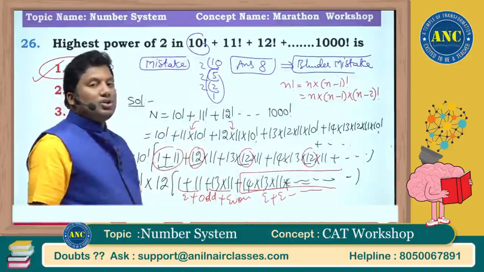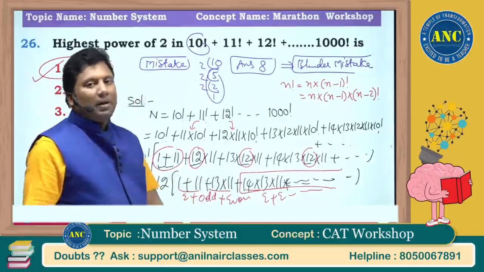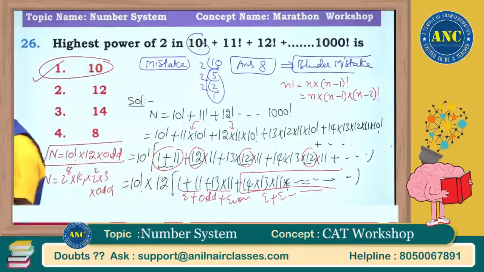1 plus 11 is 12. 12 is an even number. Even plus even plus odd is an odd number. I hope the question concept is clear.